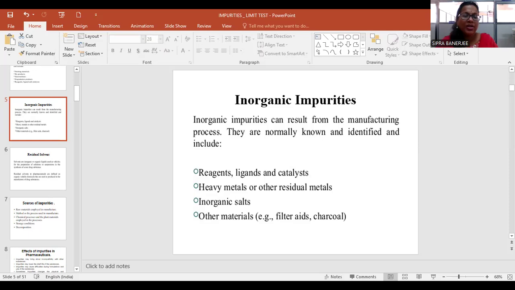Next, other materials like filter aids and charcoal. So these are different important inorganic materials also. They can also be residual substances.